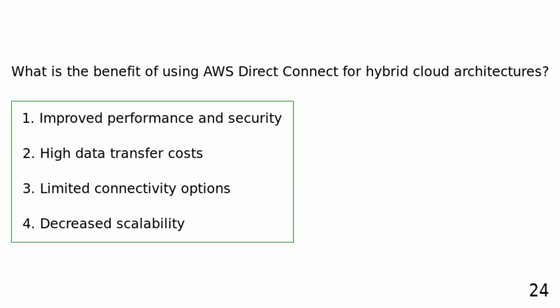What is the benefit of using AWS Direct Connect for hybrid cloud architectures? Improved performance and security. High data transfer costs. Limited connectivity options. Decreased scalability.